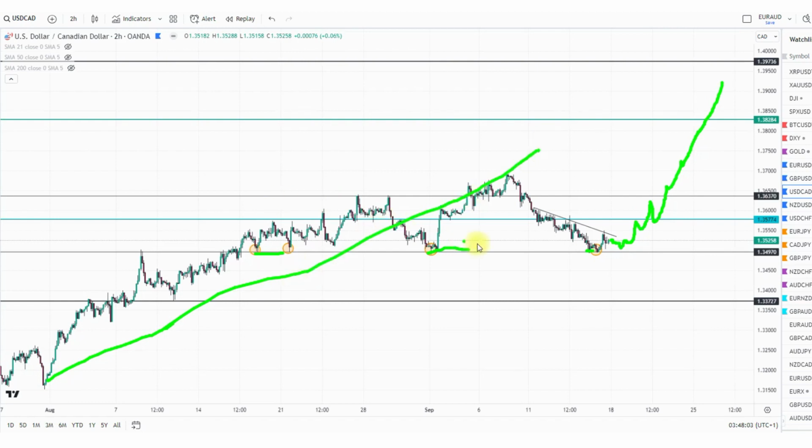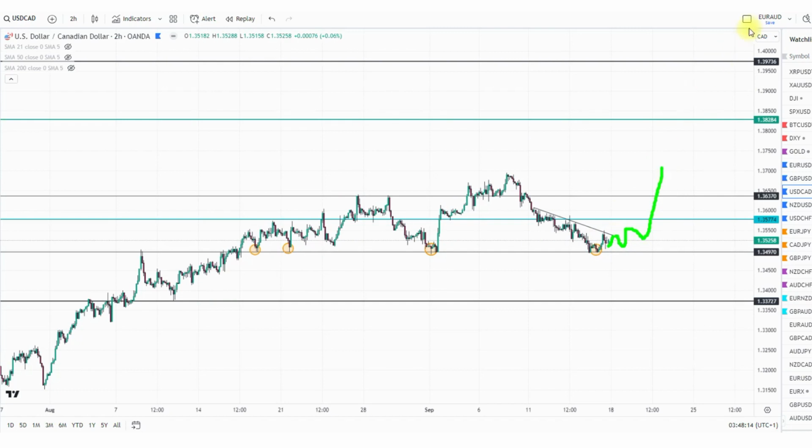So this one might not be an exception. Probably you should see markets break this trend line and then rally to the upside. So this is my safe zone, and this is my bias on US dollar CAD. My bias is to the upside, and this is my safe zone right there.